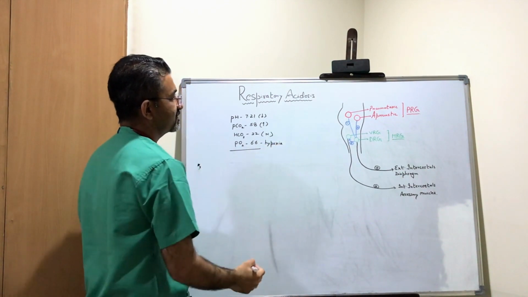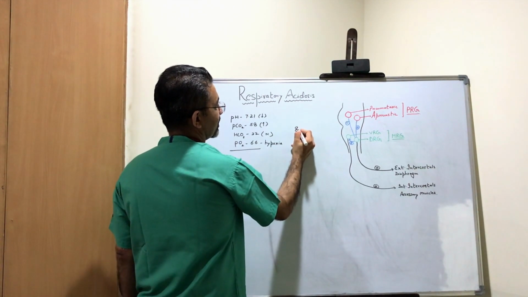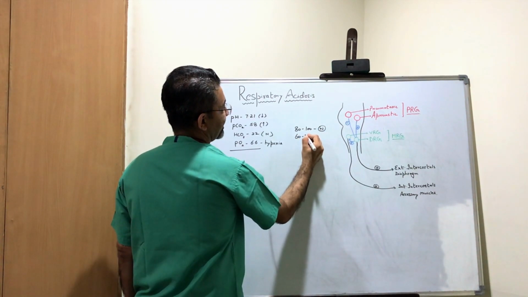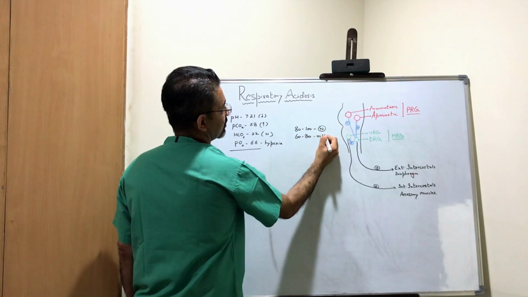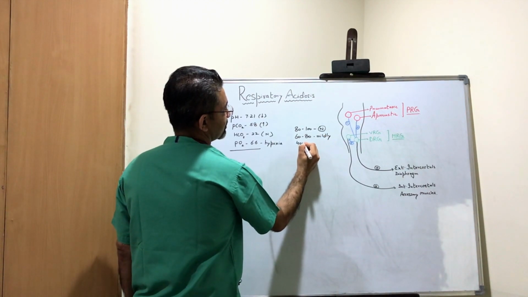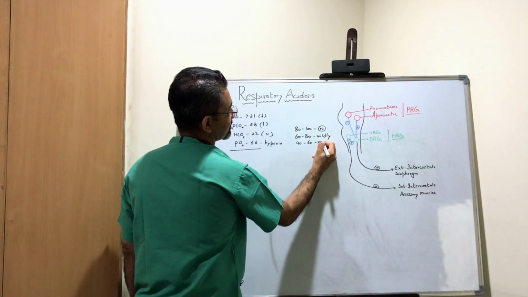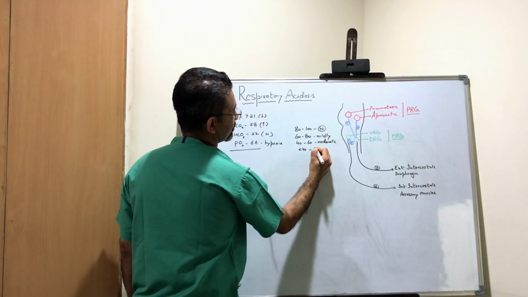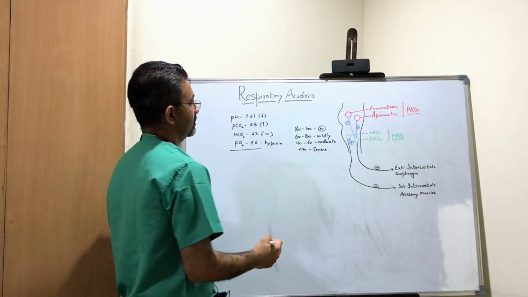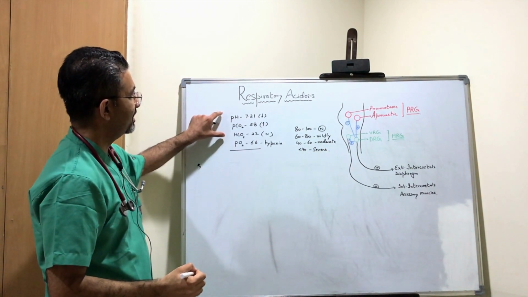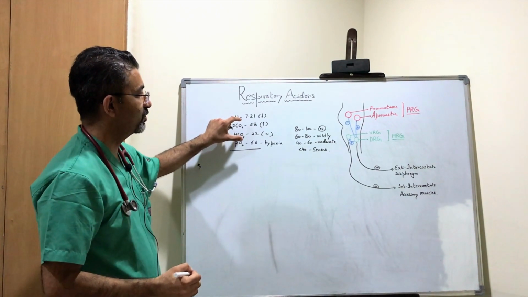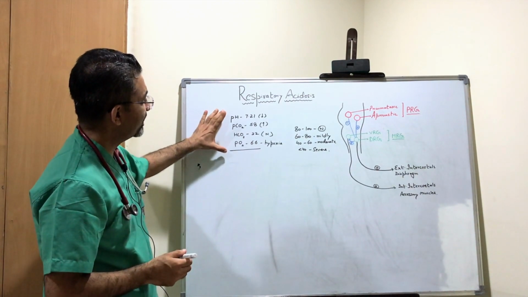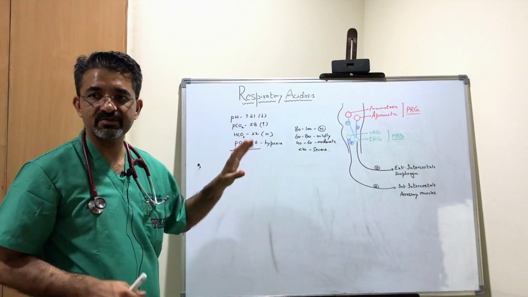We have categories of hypoxia. Say 80 to 100 is normal. 60 to 80 is mildly hypoxic. 40 to 60 is moderately hypoxic, and less than 40 is severe, life-threatening hypoxia. So this patient has respiratory acidosis with mild hypoxemia, right? We will now try to find out why this patient has respiratory acidosis.